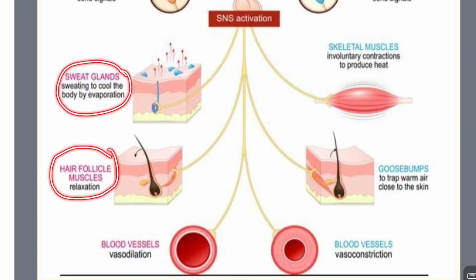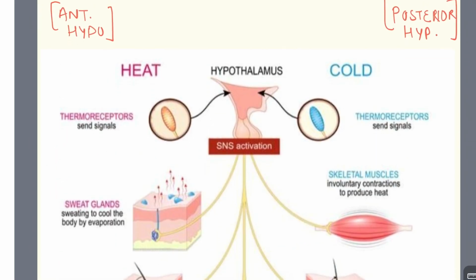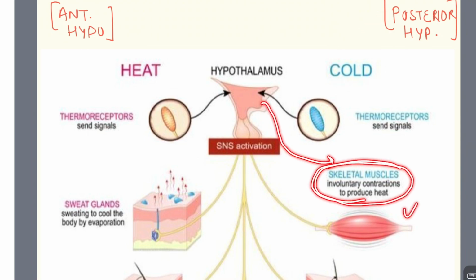And hair follicles will relax, and we no more gain the heat. And the blood vessels will dilate, and the blood reaches from center to periphery to cause the heat loss. Opposite to that, as we are exposed to cold, our posterior hypothalamus will work, and it will send signals to the skeletal muscle to cause contraction of the skeletal muscle, and it will produce more heat.